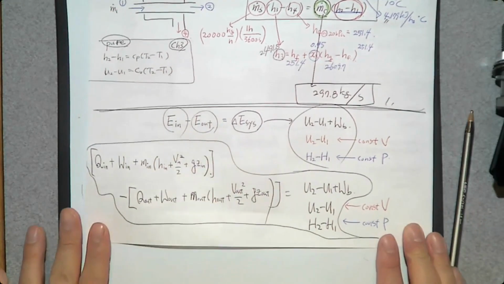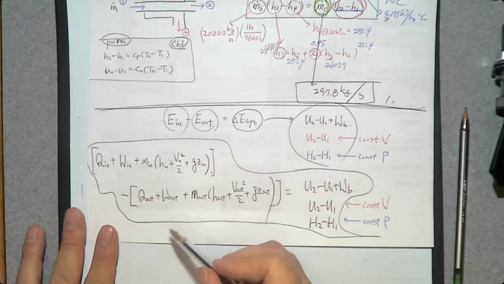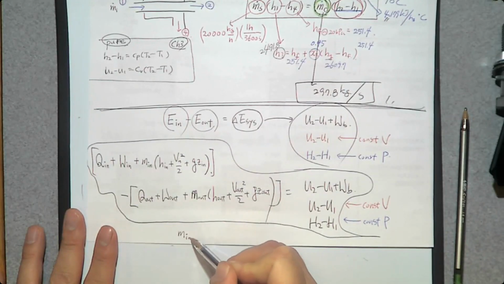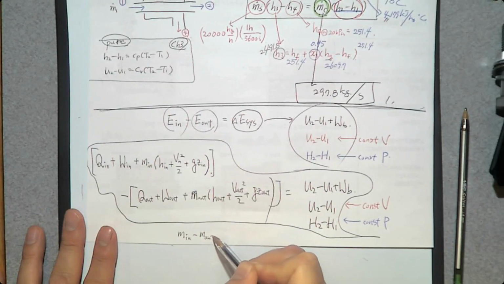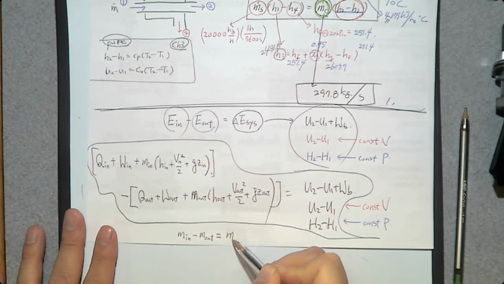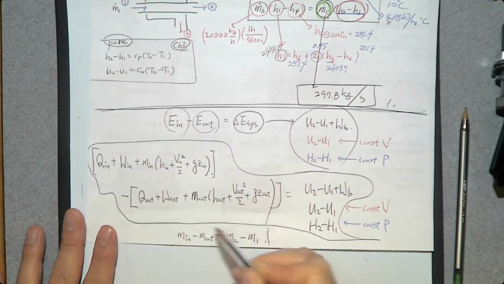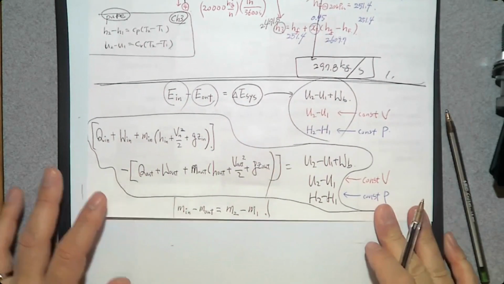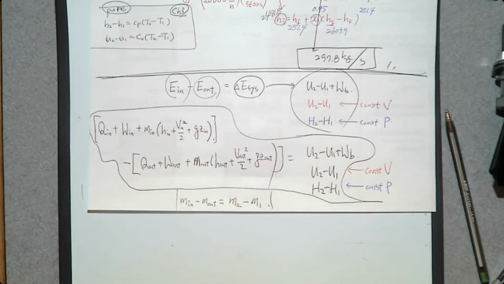What about the mass balance equation? Mass that goes into a system minus mass that leaves the system should be the same as the change of the mass, the final mass M2 minus the initial mass M1. So that's the mass balance equation. These two are the governing equations for an unsteady open system.